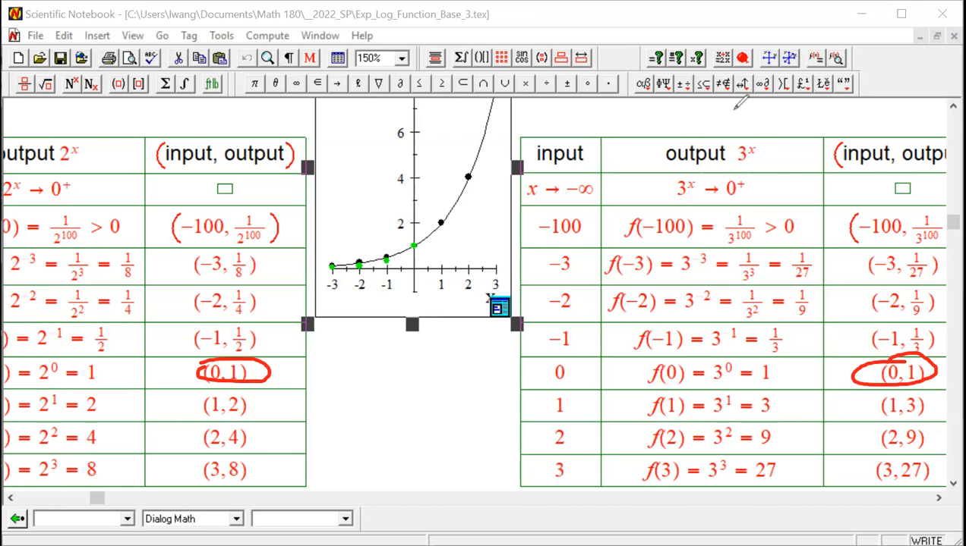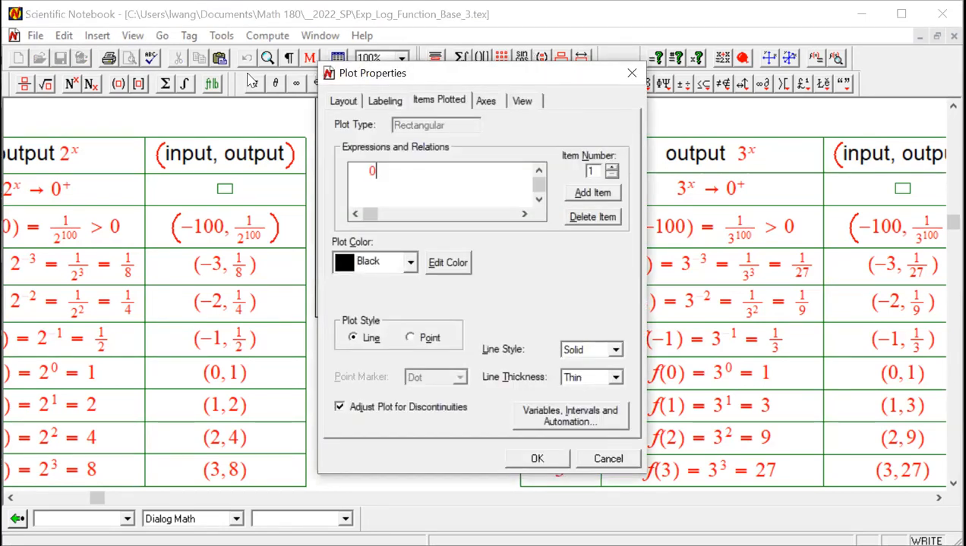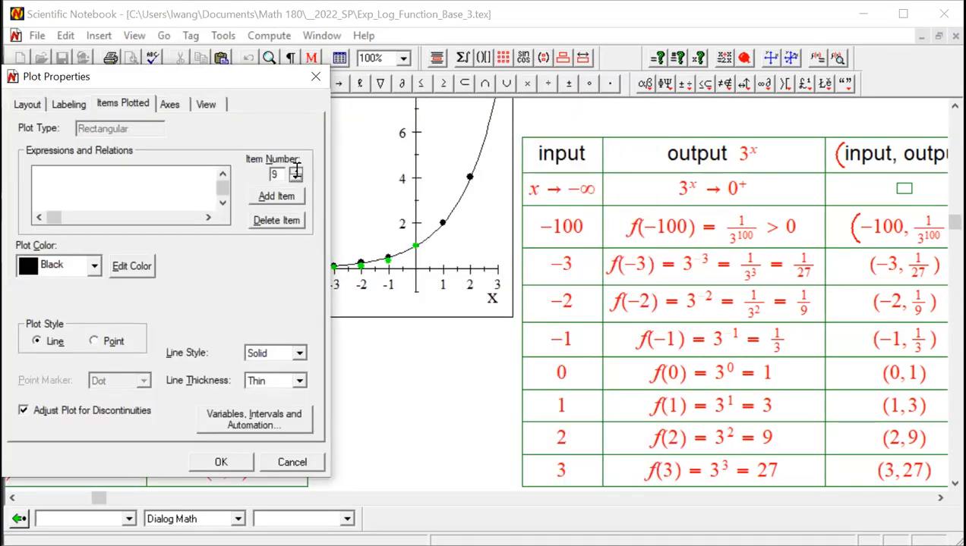So let's do it. Seeing is believing, right? So I'm gonna do 1, 3, 2, 9, 3, 27. I want you guys to guess. Please pause, guess, and plot your own before you continue to watch. So now I'm gonna put the points in place. Right, so here. So now I'm gonna put 1, 3.